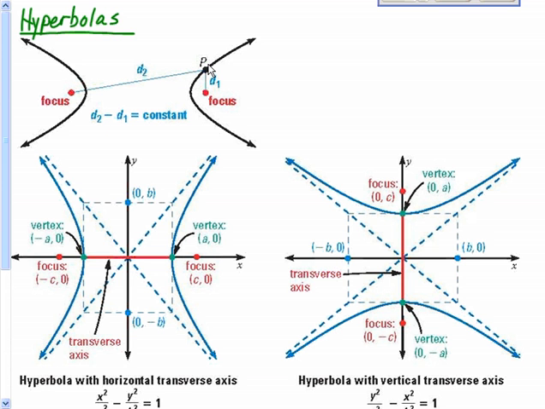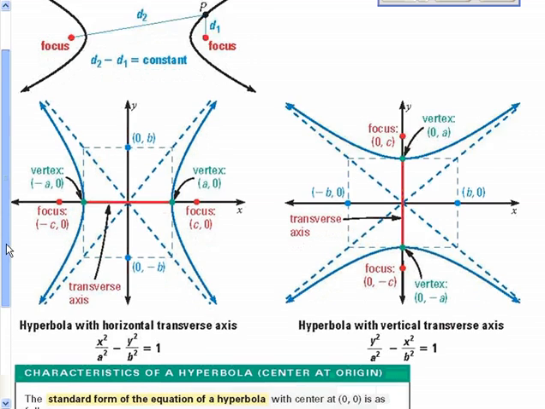So let's take another point. Let's go over here now. That means d2 minus d1 here is still the same constant, right? It's the exact same thing as it was before. So that's the definition of a hyperbola here. So let's look at some of these characteristics of it, okay?